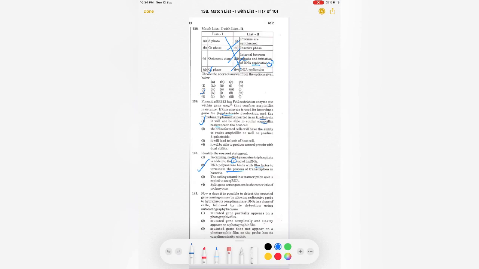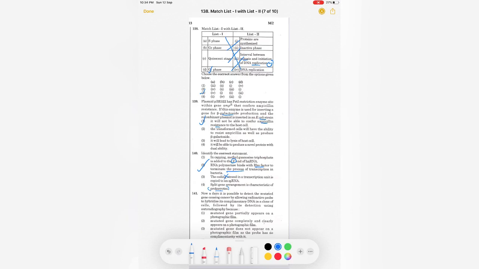Option 3: Coding strand in transcription unit is copied to mRNA. Remember, the coding strand will not be undergoing transcription. The template strand will undergo transcription. Split gene arrangement is a characteristic of prokaryote. This is not a characteristic of prokaryote. Actually, split gene arrangement is a characteristic feature of eukaryotes. The correct answer for this question is option 2.